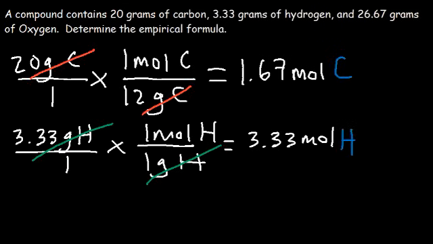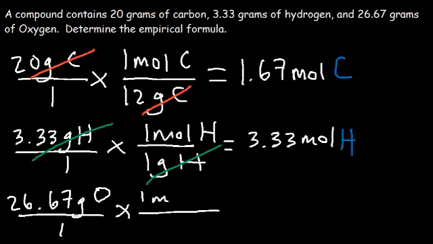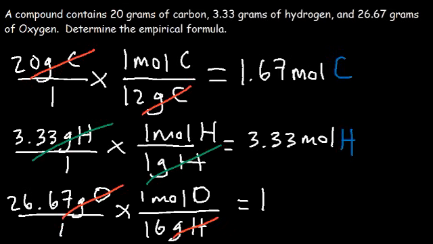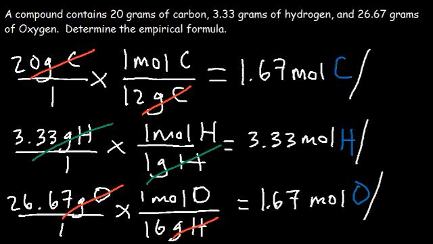Now let's do the same for oxygen. We have 26.67 grams of oxygen, and the molar mass for atomic oxygen is 16 grams per mole. 26.67 divided by 16 is about 1.67 moles of oxygen. Now what do you think we need to do next? What is our next step? At this point, once you have the moles of every element, divide each number by the lowest number that you see, in this case 1.67.